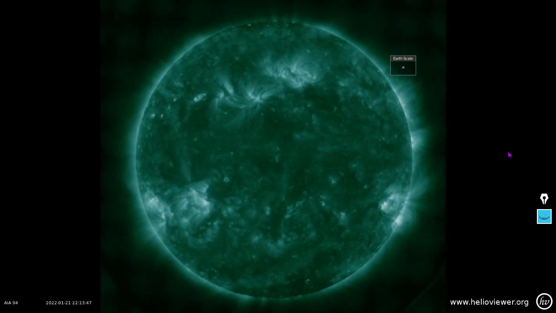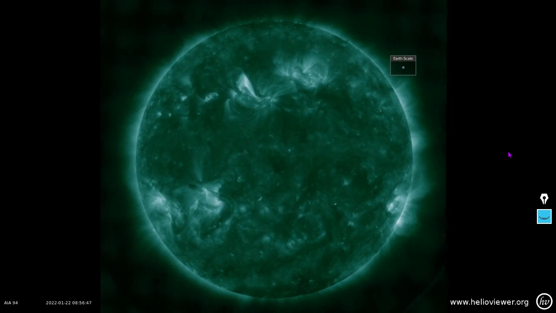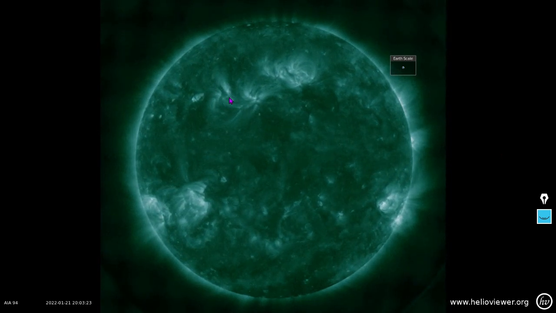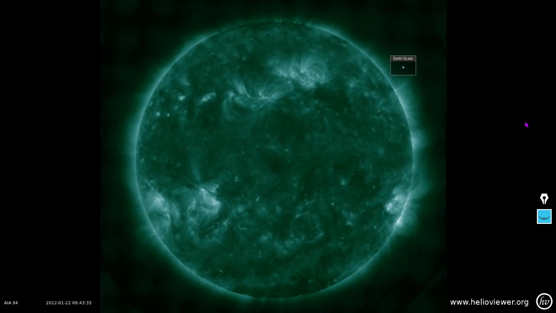Also, this imagery takes an image every 2 seconds instead of every 10 seconds. That's why it's so good at covering solar flares. There was a little bit of a plasma burst up here. It doesn't seem to have produced any significant coronal mass ejections.